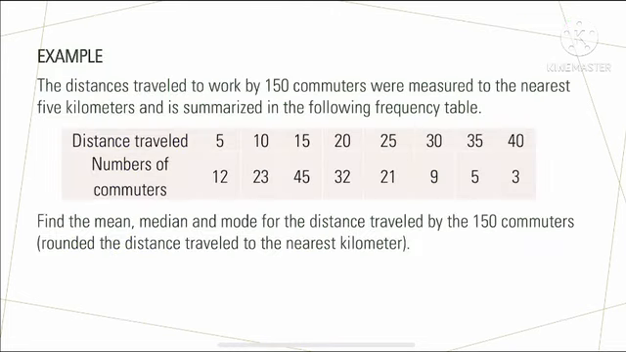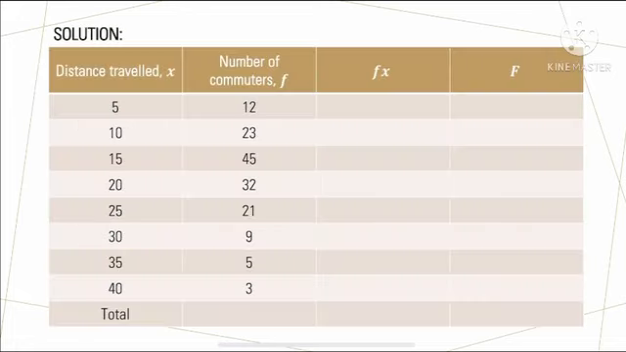For this example, the table shows the distance traveled to work by 150 commuters, and we want to find the mean, median and mode rounded to the nearest kilometer, which means the answer must be a whole number. In order to solve for mean, median and mode, we have to complete this table first. We know that the total frequency is 150. The column fx means that we have to multiply the frequency f with its corresponding x.